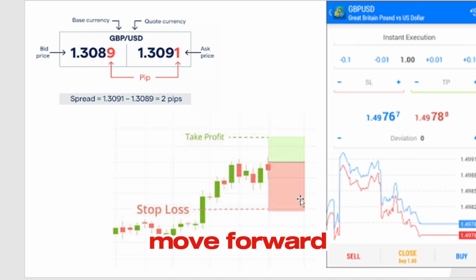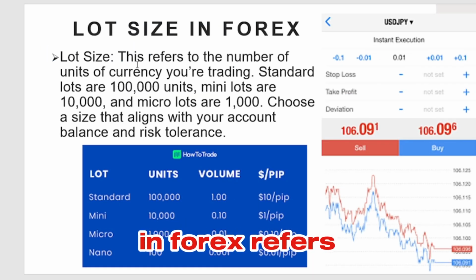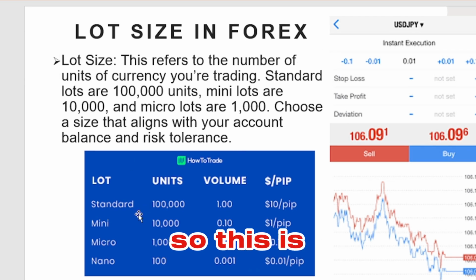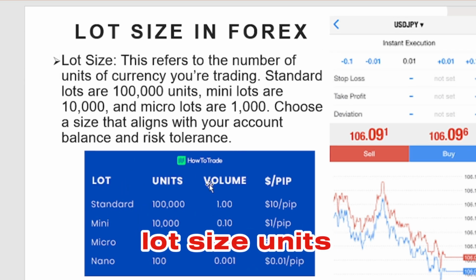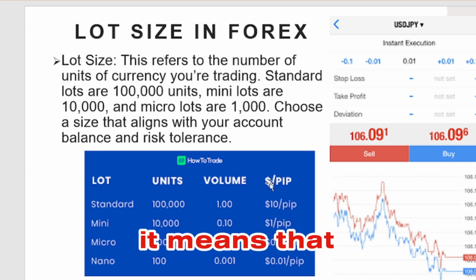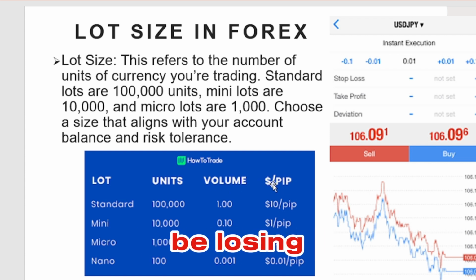Okay, so now let's move forward. Lot sizing in Forex refers to the number of currency units you're trading. So this is what I mean on this diagram below. This is lot size, units, volume. Volume is also your lot size, and pip means the money that you'll be making or losing in the market.